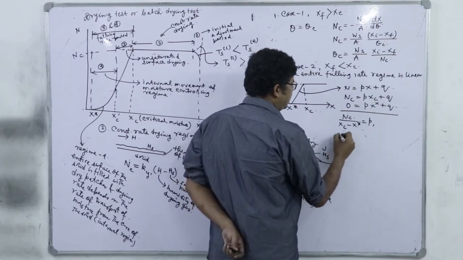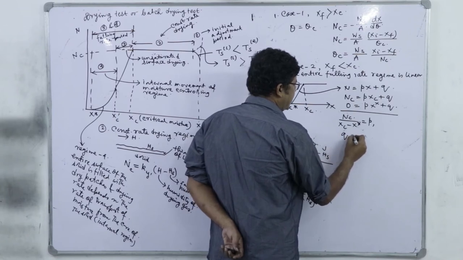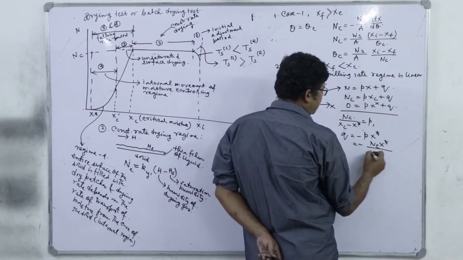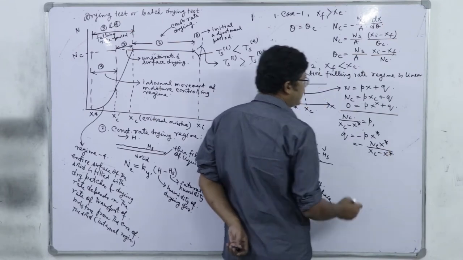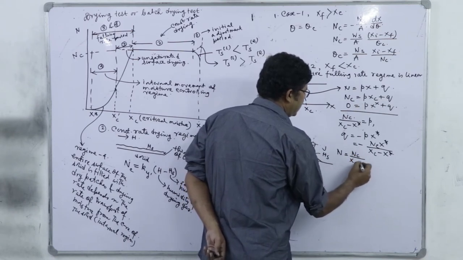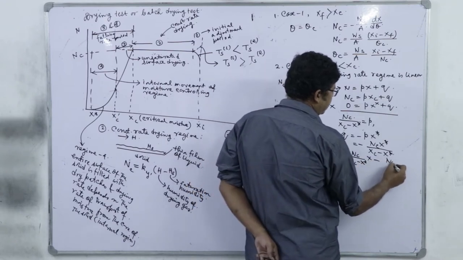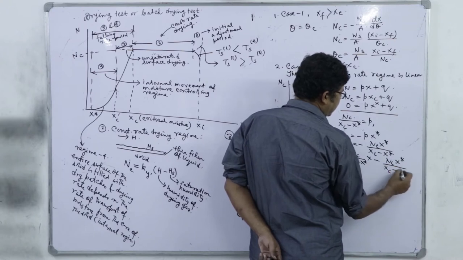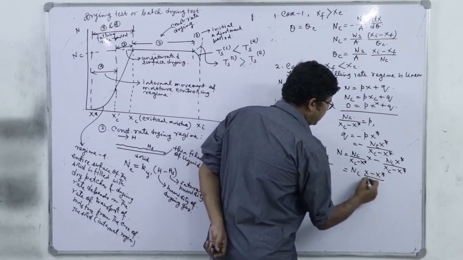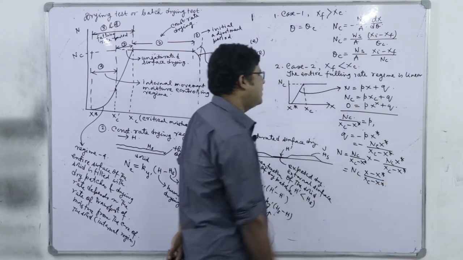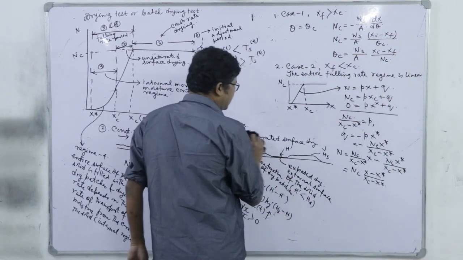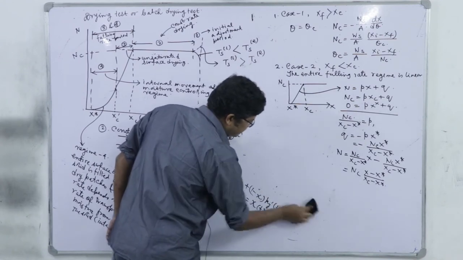And you see that q is equal to minus p x star. So it is equal to Nc into x star divided by xc minus x star, right. So N becomes Nc divided by xc minus x star into x, minus Nc x star divided by xc minus x star. So it is equal to Nc into x minus x star divided by xc minus x star, right. With that we can simply go for integration and calculate the time required in the linear falling rate regime.